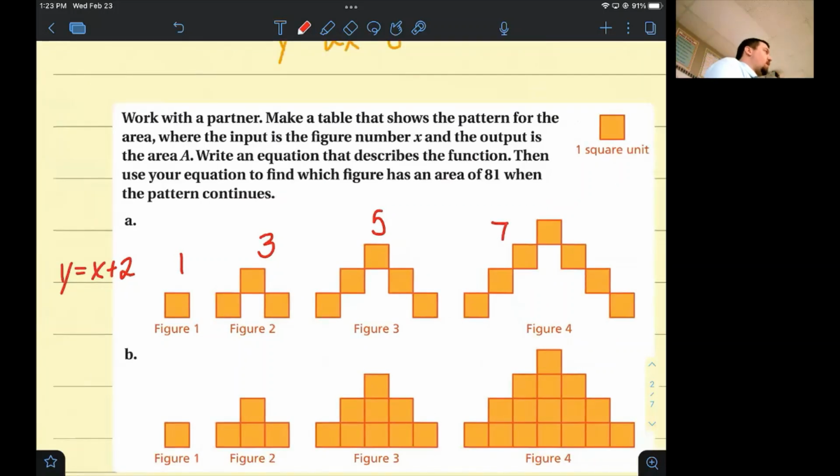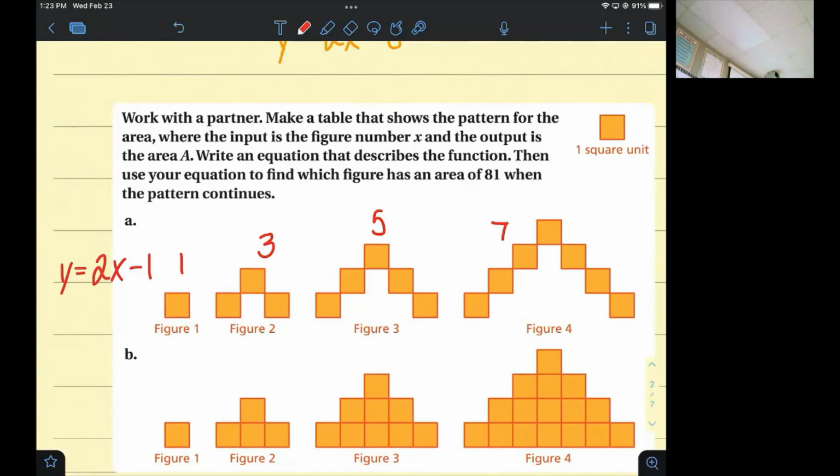The number of squares is increasing by 2 each time. That doesn't mean we want our y-intercept to be 2. That means we want our rate of change to be 2. What's another word for rate of change? Julia? Slope, yeah. So let's move the 2 over in front of the x. Now it's still not complete because for figure 1, if I plug 1 in, that should give me an area of 2, and I'm not seeing that. So what do I have to do now? Sky? Subtract 1.